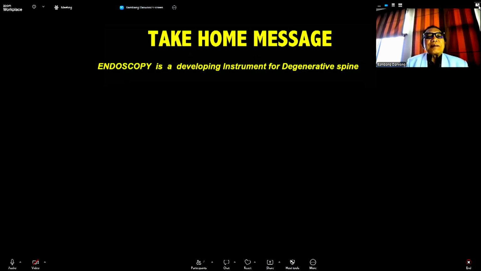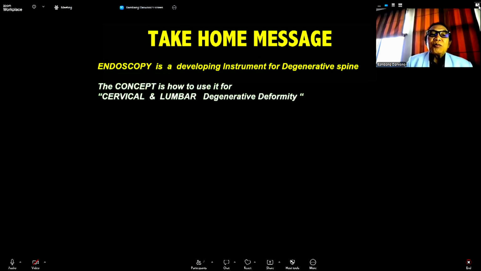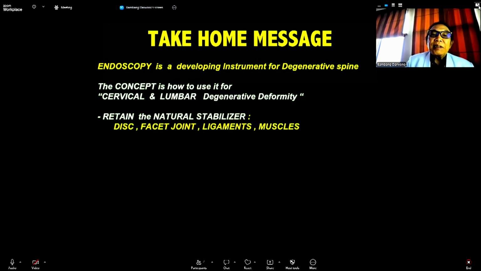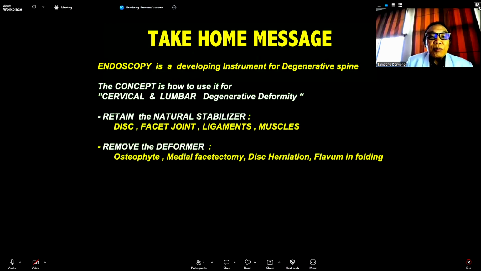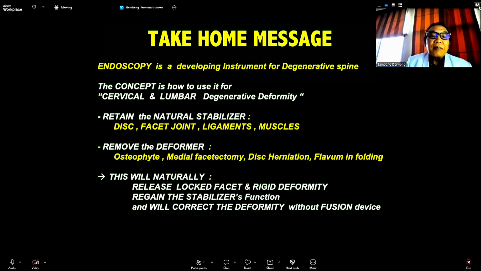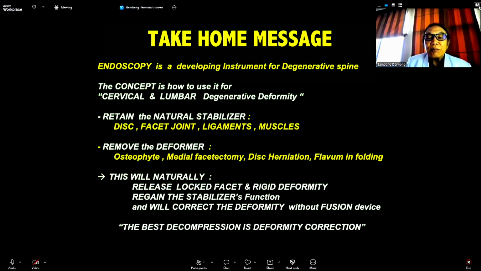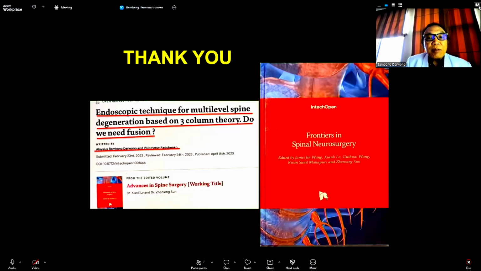So the take-home message: endoscopy is a developing instrument for degenerative spine. The concept is how to use it for cervical and lumbar degenerative deformity. First, retain the natural stabilizer: the facet joint, ligament, and muscles. Remove the deformer: osteophyte, and also perform medial facetectomy to release the medial facet, the herniation, and flavum infolding. This will naturally release the locked facet, rigid deformity, and regain the stabilizer function and will correct the deformity without a fusion device. The best decompression is deformity correction. Thank you very much for your kind attention.